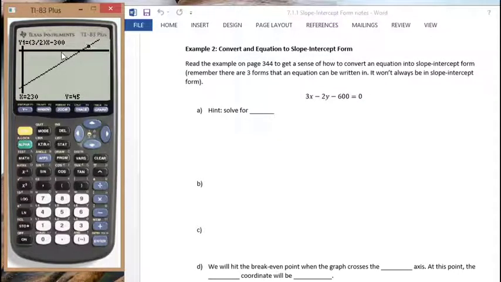But the point is, the break-even point, the point at which we start actually making money in a good way, is right here when x is 200. All right?